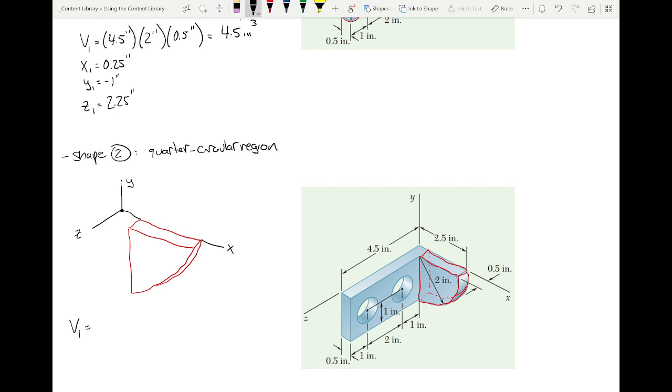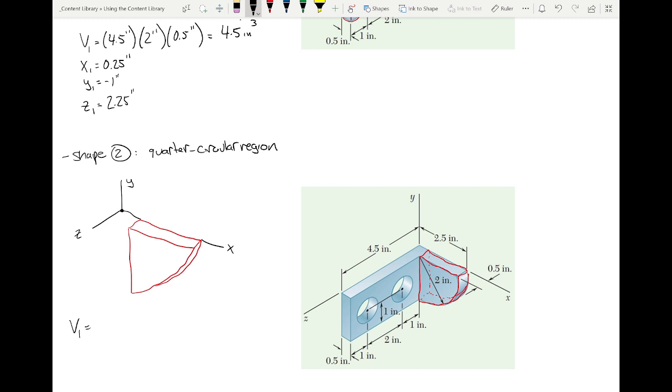Let's start off with the volume. Can anybody help me out in determining the volume of this region? Here's an easier way of thinking about it. I propose that the volume is simply the area of this quarter circle times the thickness, right? So what is the area of this quarter circular region? How would I determine the area of that? A fourth of pi times 2 squared. There you go.